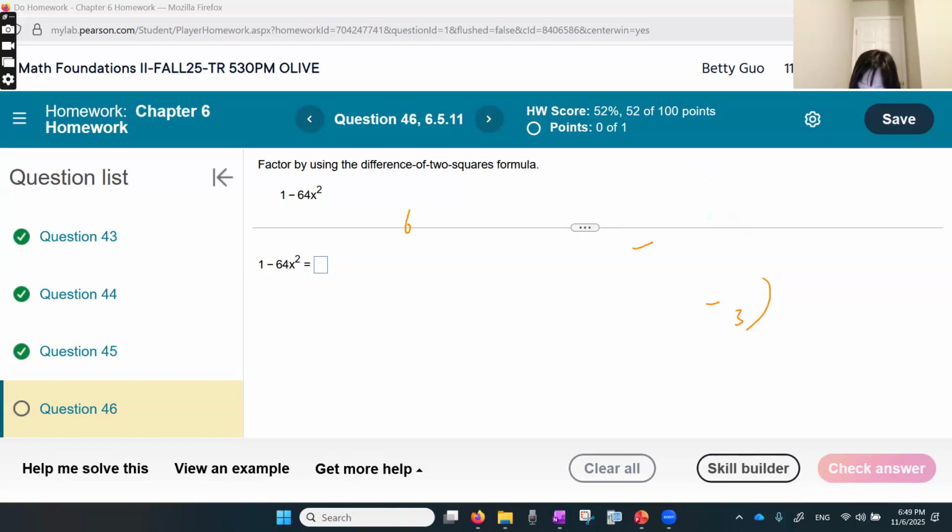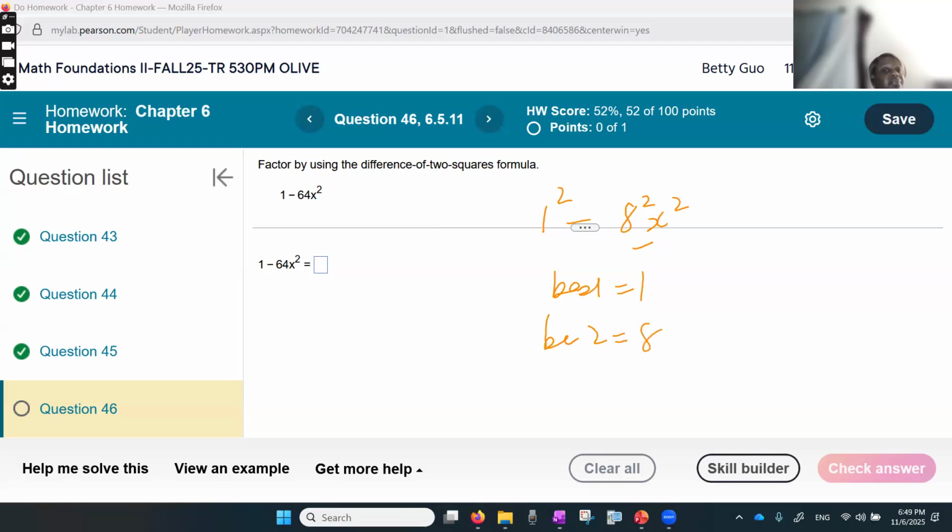It's going to be number 46. Very productive today, right? Number 46 is a binomial, guys. What does my summary say? If it's a binomial, you need to think firstly about the GCF. Do we have a GCF to take out? No? Then you have to think about whether this is a difference of two squares. Yes, it is. Base 1 is 1, base 2 is 8x, so it's a difference of two squares.